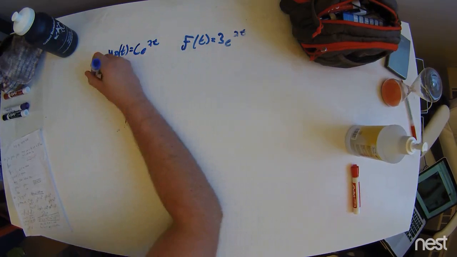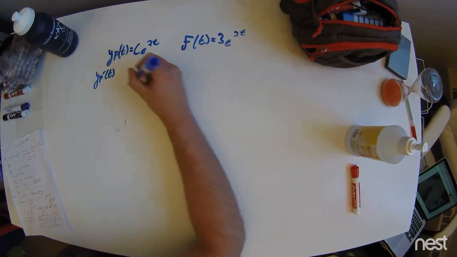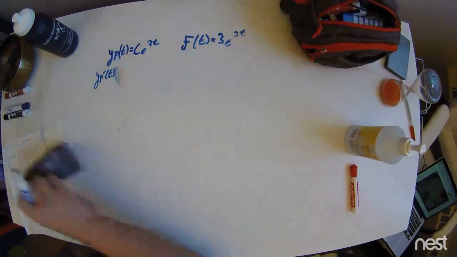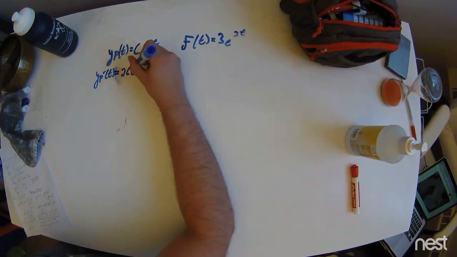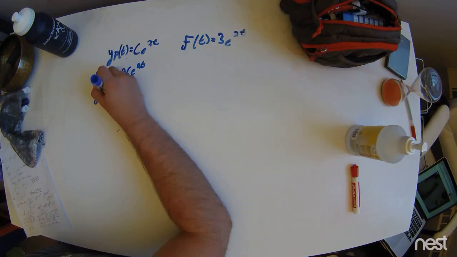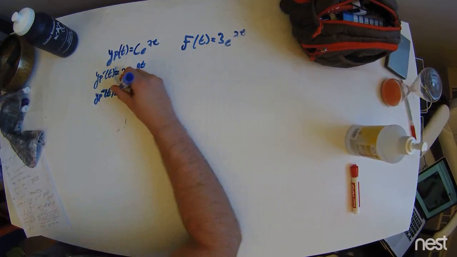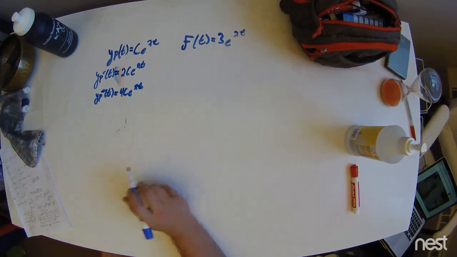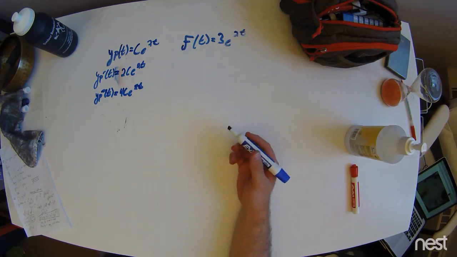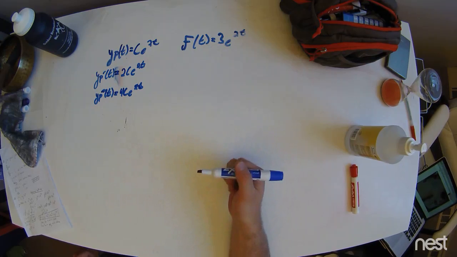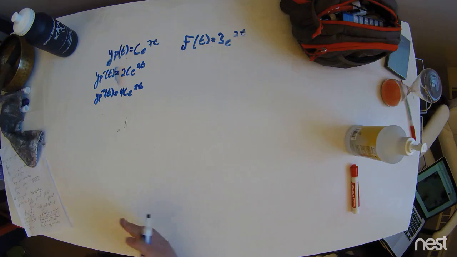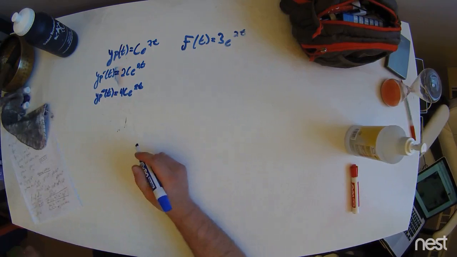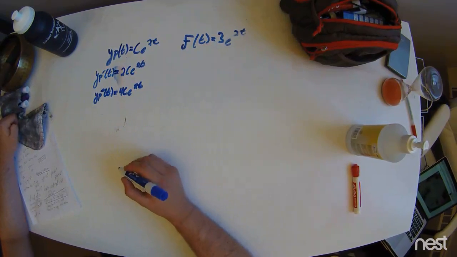Taking successive derivatives of this function, we have y prime p of t equal to 2c e to the 2t, and y double prime p of t equals 4c e to the 2t. Now plugging this into the expression y double prime minus 3y prime minus 4y, which was the ODE in the initial differential equation of this problem, we can solve for c, which sets this particular solution.